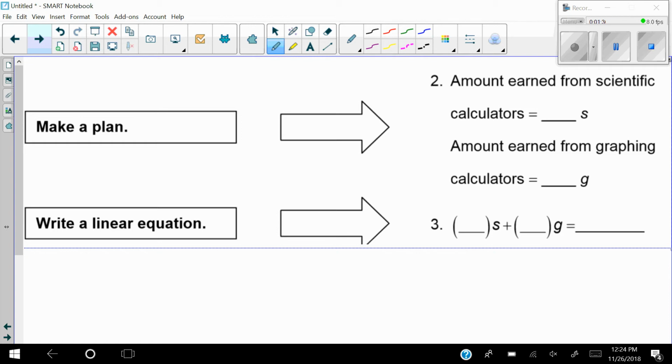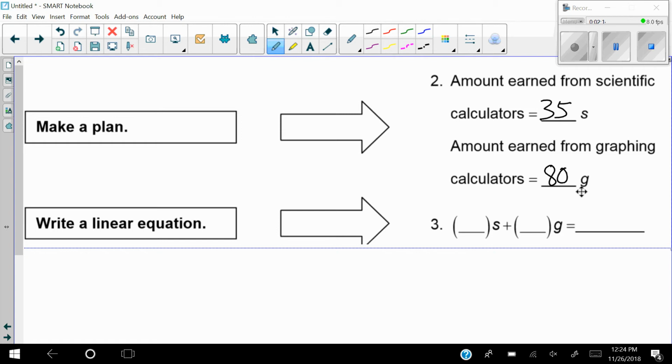Now we want to make a plan, and it adds the amount earned from the scientific calculators. You don't know how many calculators you're going to sell, so it's an unknown amount. When you have something that's unknown, it's a variable. So we're going to put S for scientific calculators here. And we know each calculator sells for $35, so it's 35S, 35 times the number of calculators sold. The amount from the graphing calculators is going to be 80 times the unknown amount of graphing calculators sold.